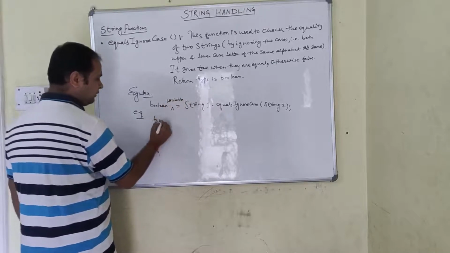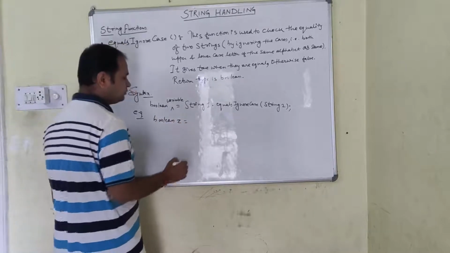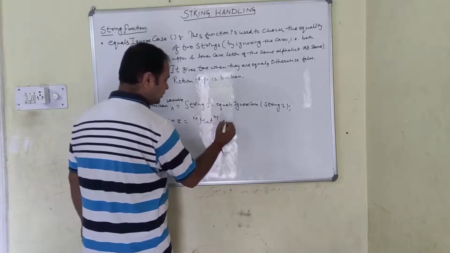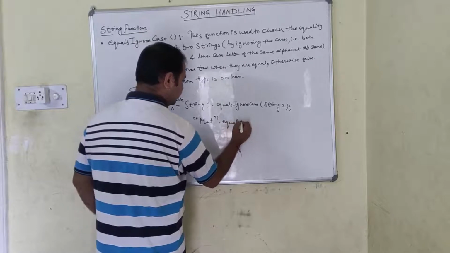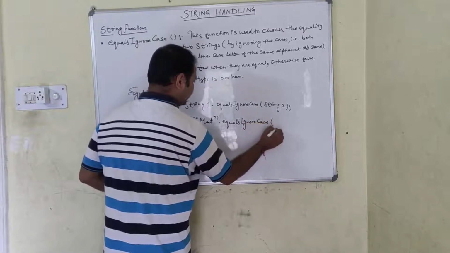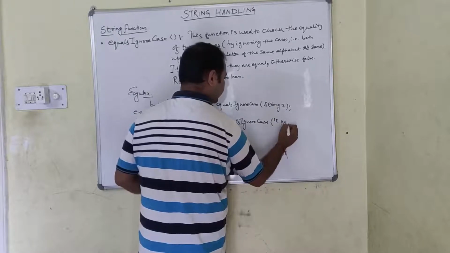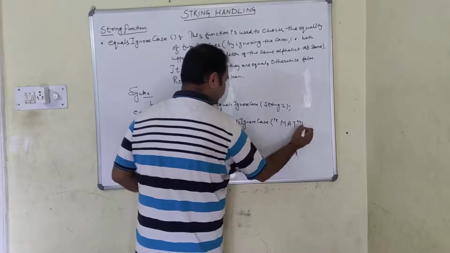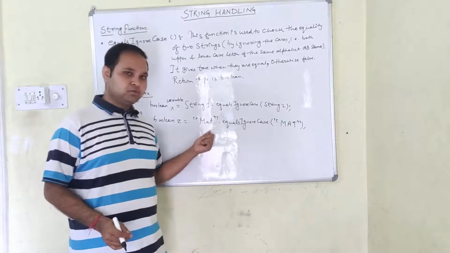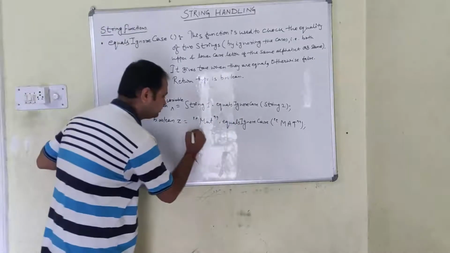For example, boolean z equals to, I take mat as in the previous example, .equalsIgnoreCase, and here I take capital MAT. Now as you have seen in the previous equals function, the value mat in lowercase and uppercase differed there, but here we will get the output as true.